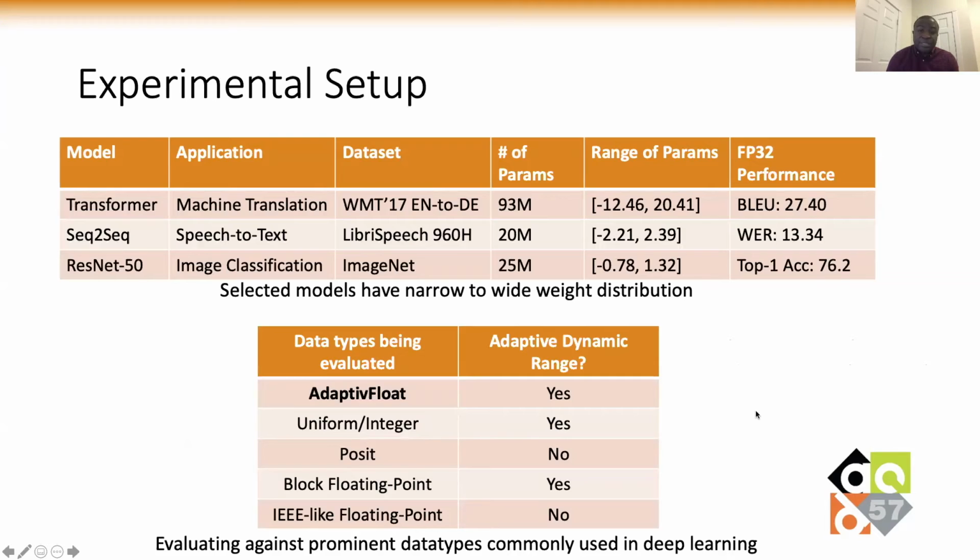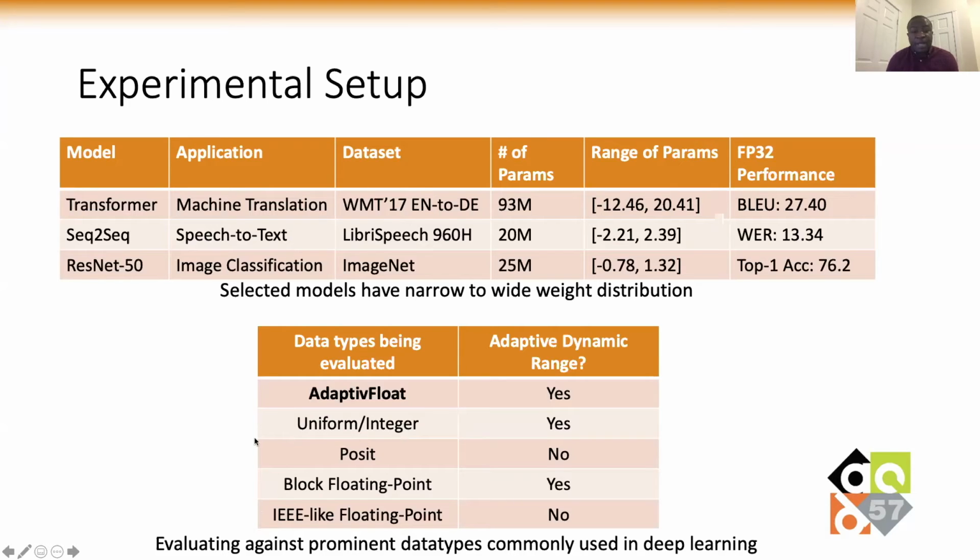In our experimental setup, we consider 3 well-known neural networks across diverse applications, namely the Transformer, an attention-based sequence-to-sequence network, and ResNet 50. We note here that these 3 networks exhibit relatively narrow to wide parameter distribution as shown on this table. Furthermore, for each of these networks, we evaluate and compare adaptive float against prominent data types commonly used in deep learning, namely uniform integer, posit, block floating point, IEEE-like float.